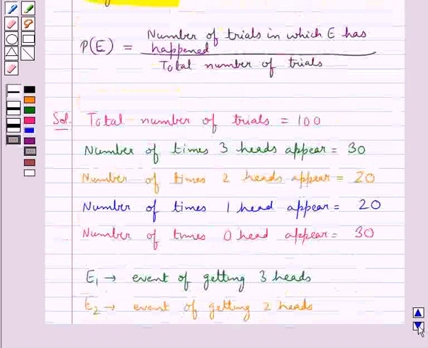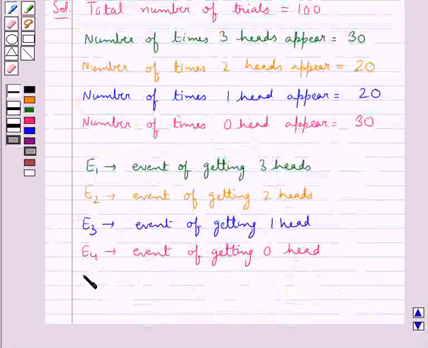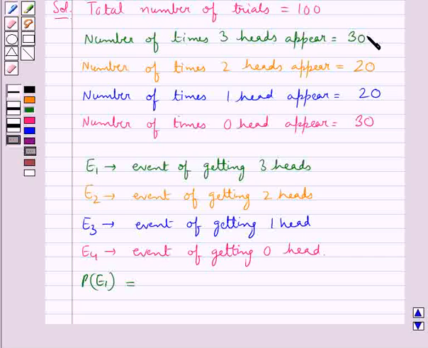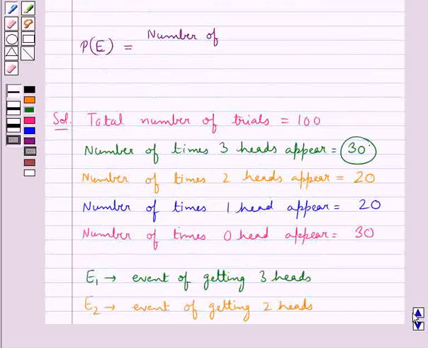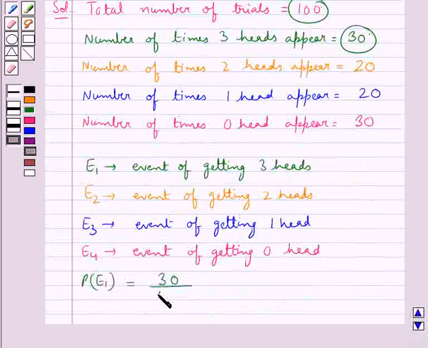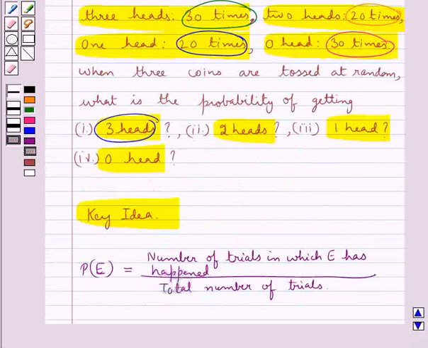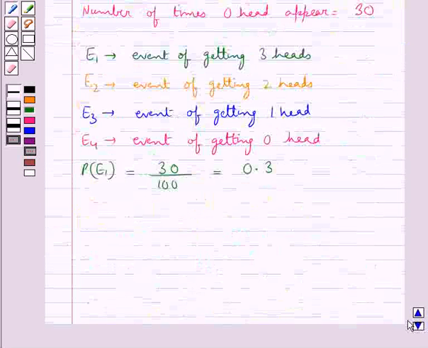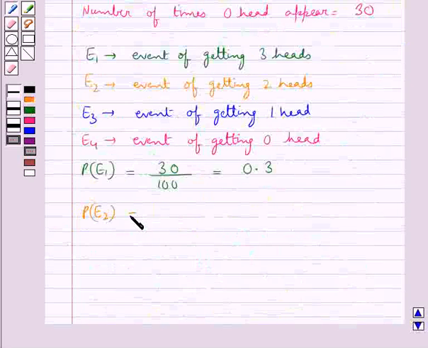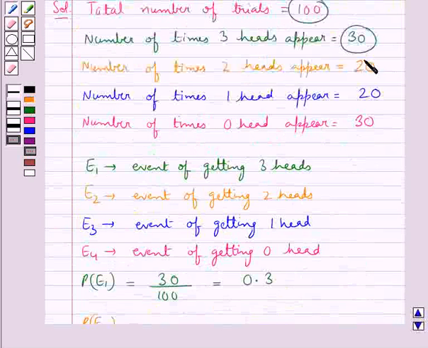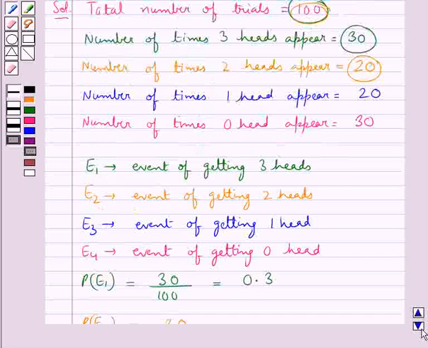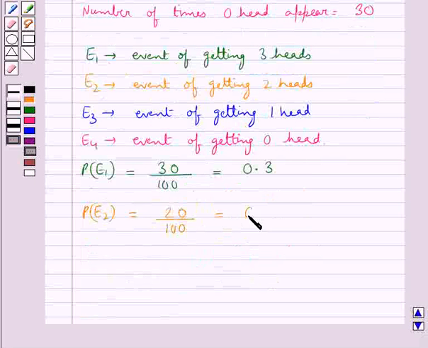Now, since we have taken E1 to be an event of getting three heads, so we will find the probability of the event E1. This is equal to the number of times three heads appear, that is 30, upon the total number of trials, which is 100. So 30 upon 100 is equal to 0.3. Next, we find the probability of getting two heads. Now, E2 is the event of getting two heads. So, probability of E2 is equal to the number of times two heads appear, which is 20, upon the total number of trials, that is 100. So, 20 upon 100 is equal to 0.2.